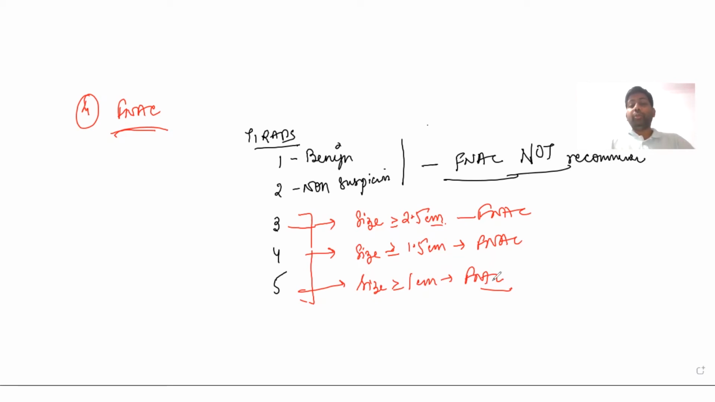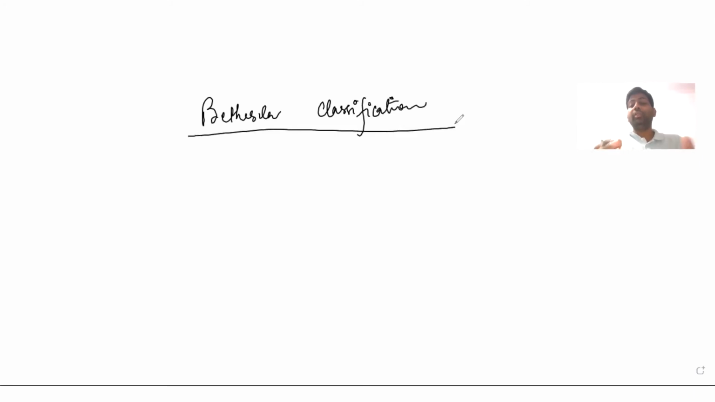Now the FNAC reporting is to be done as per the Bethesda classification. Now let us see what the Bethesda classification of FNAC reporting is. Depending on the Bethesda system classification, we decide what treatment has to be done for each group.